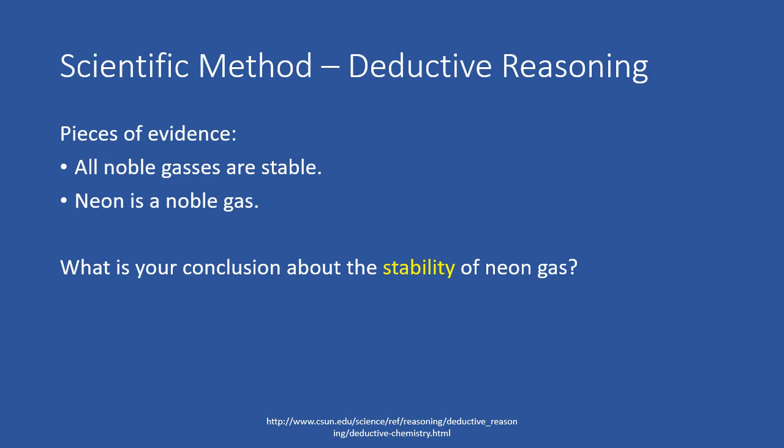Let us now explore more about deductive reasoning. Consider the following pieces of evidence about noble gases. All noble gases are stable. And, neon is a noble gas. Now, what will be your conclusion about the stability of neon gas? Try to answer this question by selecting the appropriate option on the screen. Following the deductive reasoning, you would likely answer that the neon gas is stable. This is how deductive reasoning works, by drawing a conclusion from available information. Deductive reasoning also allows you to apply what you have learned.